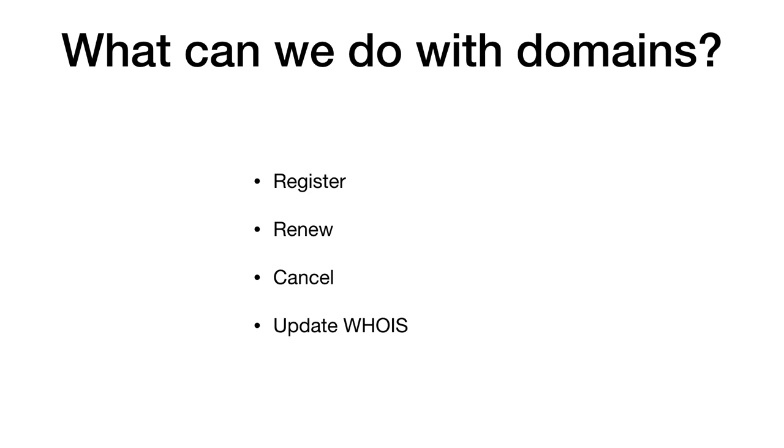How could we think of these as resources? Here's some ideas. Register becomes a registration. Renew is a renewal. We have cancellations. And then a change request to update the whois information. Again, the intention is not to noun everything, but it's to model these processes in terms of resources in a way that's beneficial and simple for the client to understand and use. How these resources map back to our backend platform is an orthogonal concern. We'll talk about that in a moment as well.